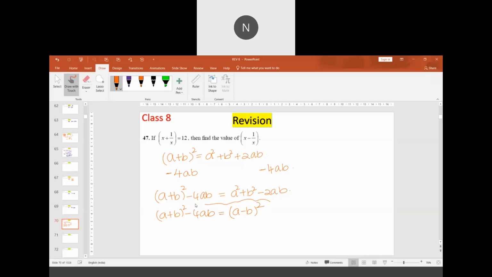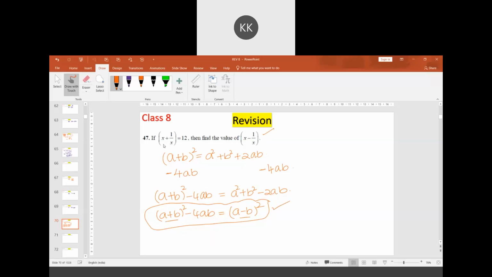Now you observe, I am connecting this a plus b whole square and a minus b whole square by means of this 4ab. a plus b whole square minus a minus b whole square is equal to 4ab. What I mean to say is there is a relationship between a plus b whole square and a minus b whole square. They are related like this. We can make use of this concept here.